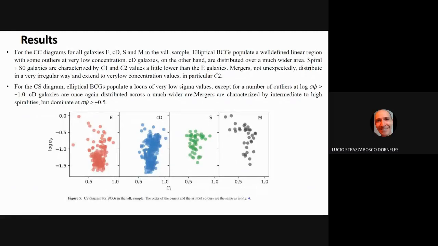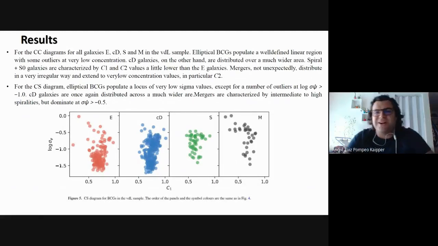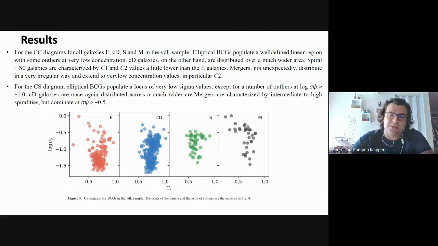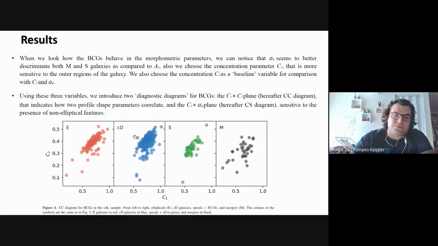About the CC diagram, we can see the elliptical galaxies, the BCGs, populate a well-defined linear region with some outliers at very low concentration. We can see the CD galaxies, on the other hand, are distributed over a much wider area. Spirals plus S0 galaxies are characterized by C1 and C2 values a little lower than the E galaxies.